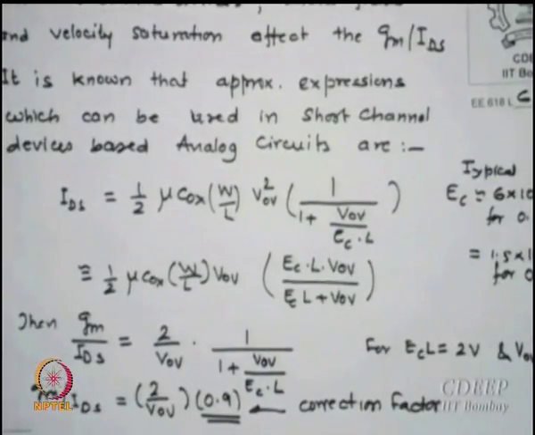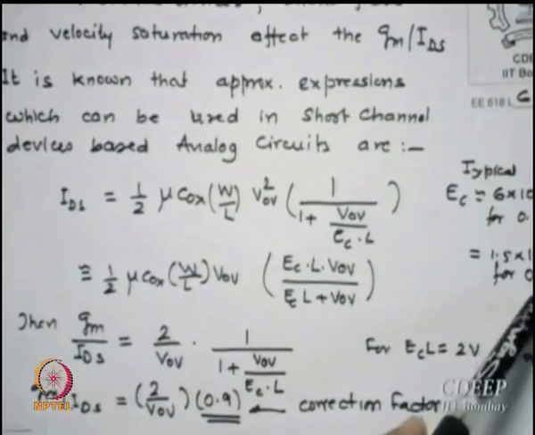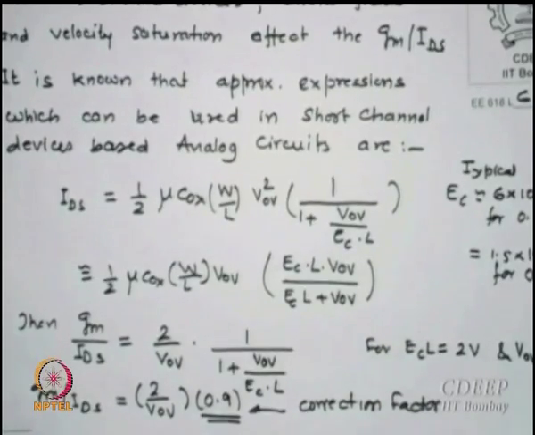Is that okay? There are also issues in short channel which I did not say, so I thought that today I will finish that part. In a short channel device, as I just said, the lateral fields and velocity saturation effects both affect GM by IDS terms. It is known that the approximate expression we used earlier for long channel can be modified for short channel analog circuit performance. I write this current slightly modified by an expression 1 upon VOV by ECL, where EC is called the critical field and it is different for different technology nodes. For example, for 0.25 it is 6 into 10 to the power 6 volt per centimeter, for 0.13 it is 1.5 into 10 to the power 6 volt per centimeter.